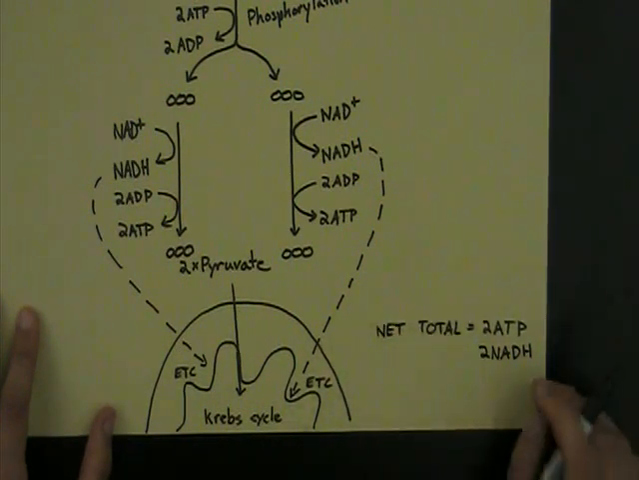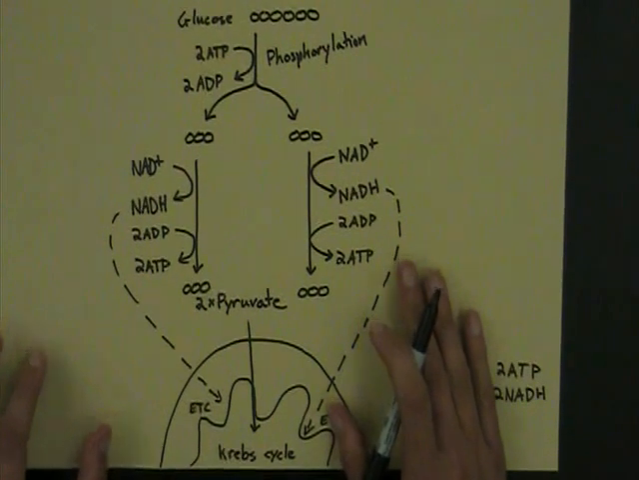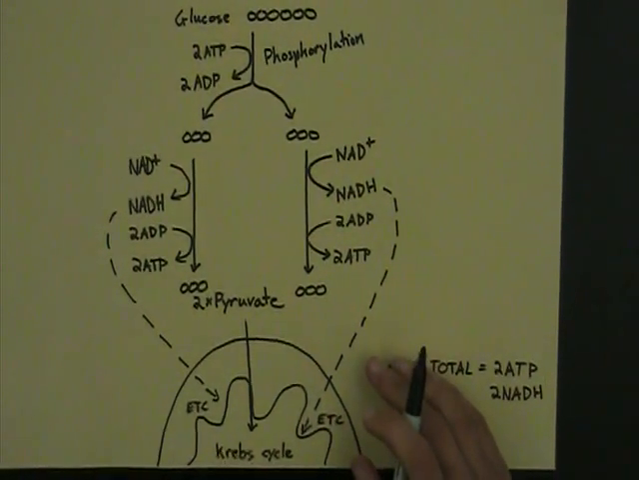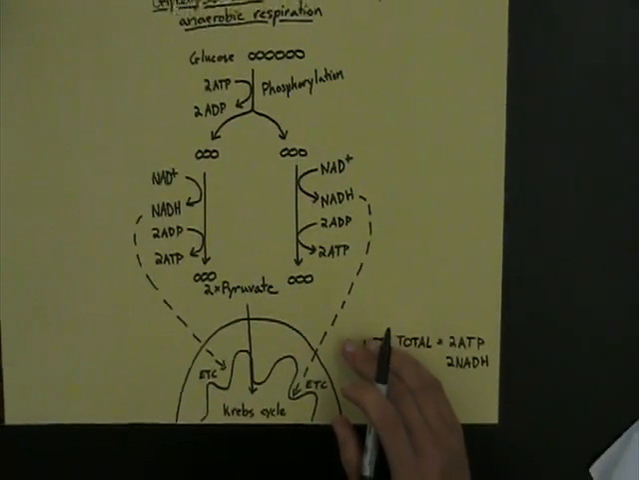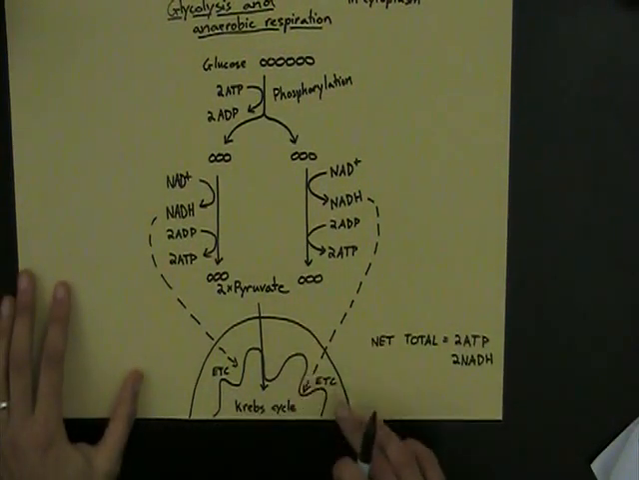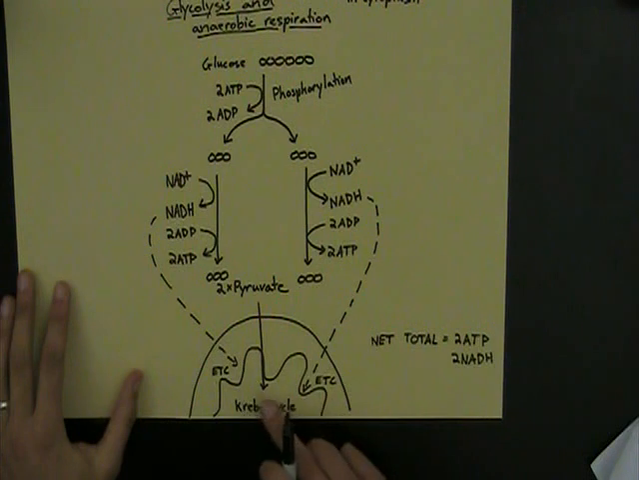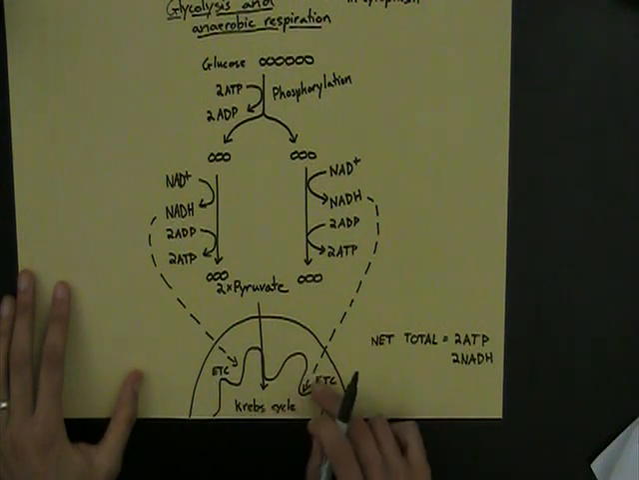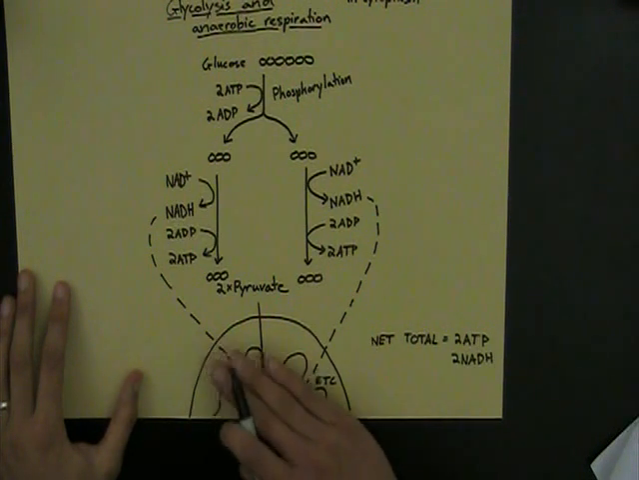Now this is what happens when oxygen is present in aerobic respiration. But in anaerobic respiration, we have a series of problems. Essentially, the electron transport chain will stop and Krebs cycle will stop. I'll explain why in another video, but these two processes stop.